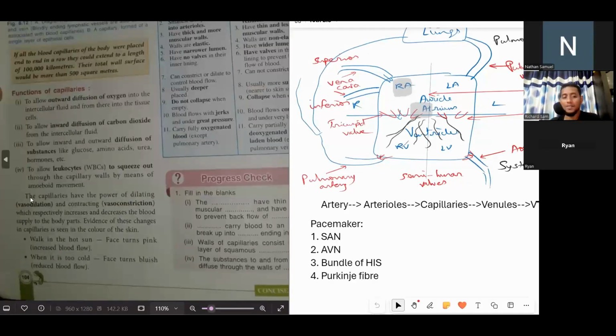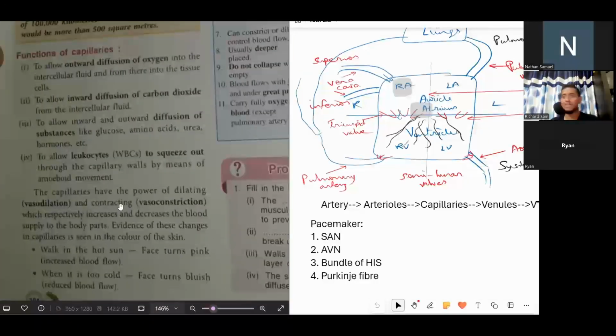Now, capillaries, even though they are not made of muscles, have the capability to contract and dilate. Contract means become narrow, and dilate means expand. Now, if they become narrow, what's going to happen? Less blood will flow through them. If they expand, more blood will flow through them. Now, when do they contract? When do they dilate?